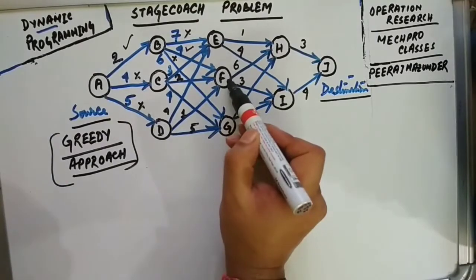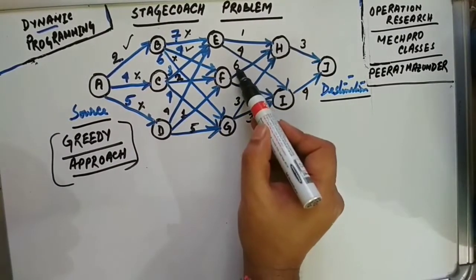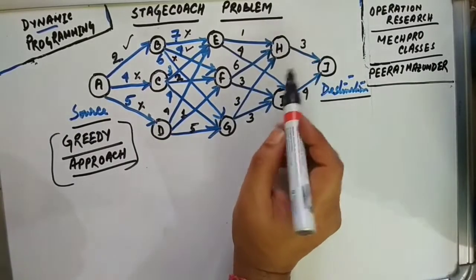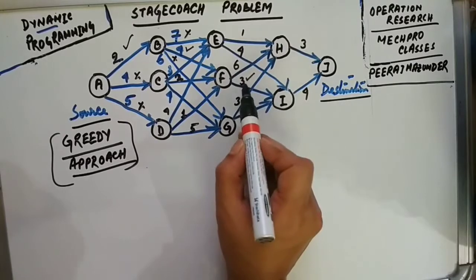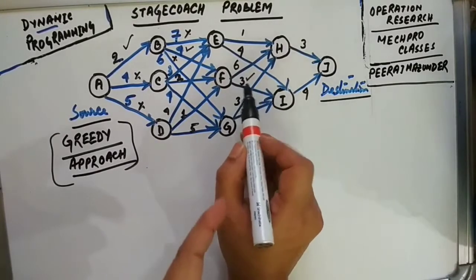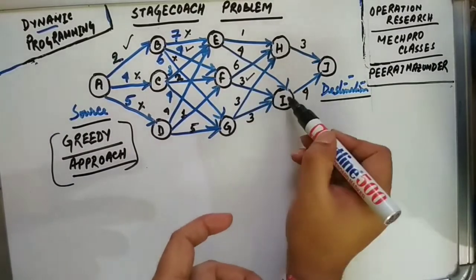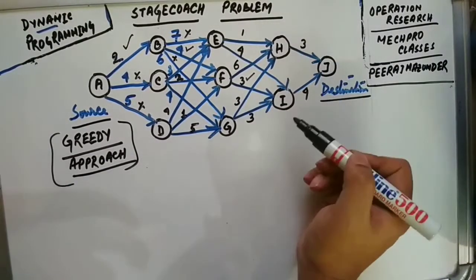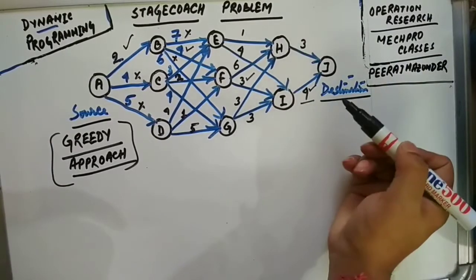Now coming to F, it will again choose in a similar way. From F you can see we have 6 and 3. Okay. So it will choose the 3 path. There is a path which has a cost of transportation as 3 only. Okay. Next from I, it will move to J. It is only one path, so it will follow this path only.